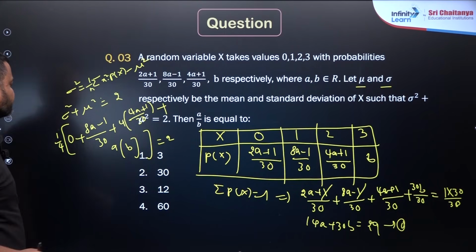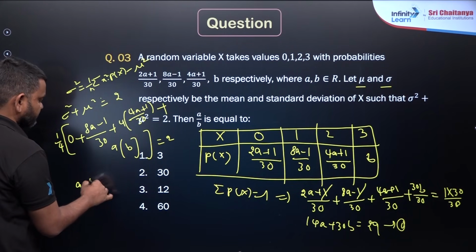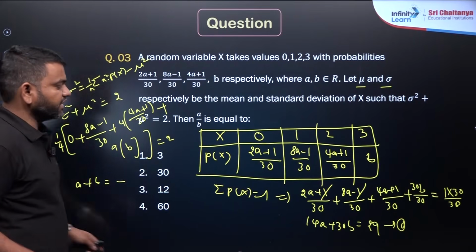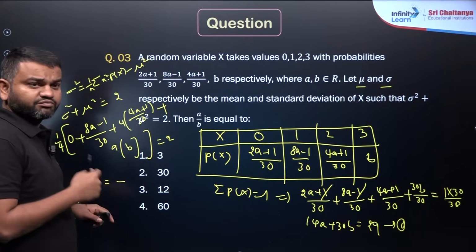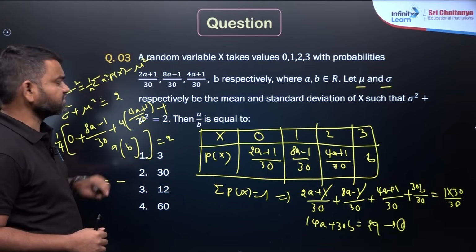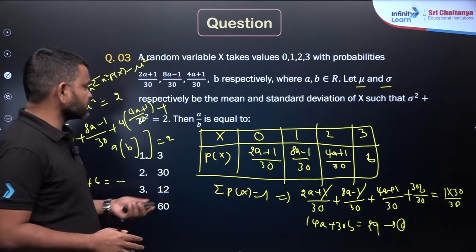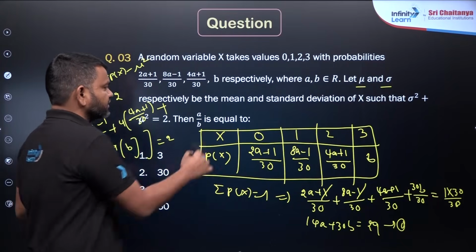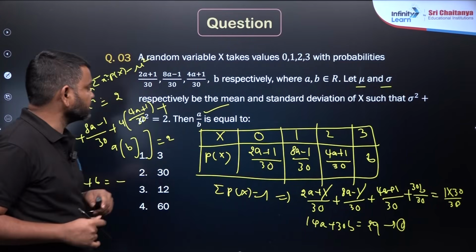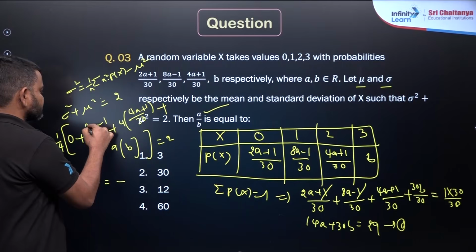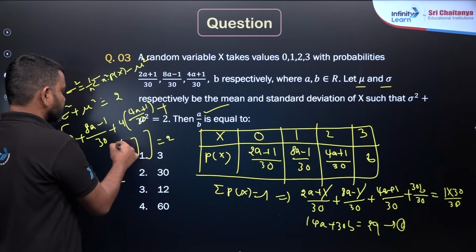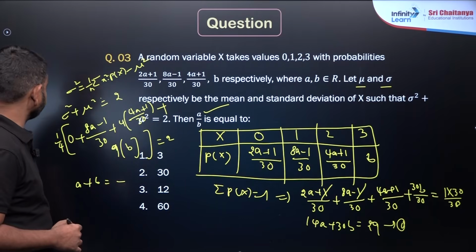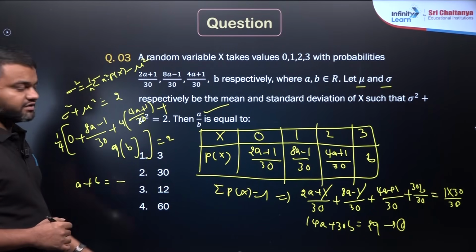Now try to simplify this. You will get an equation in the form of a plus b is equal to something. Here you have a plus b is equal to something. You just simplify these two equations and you will get your answer. A and b values you just have to find out. When you know a and b values, put them in this and you will get your answer. This is a simple set of two linear equations, and your answer is done. All right, next.